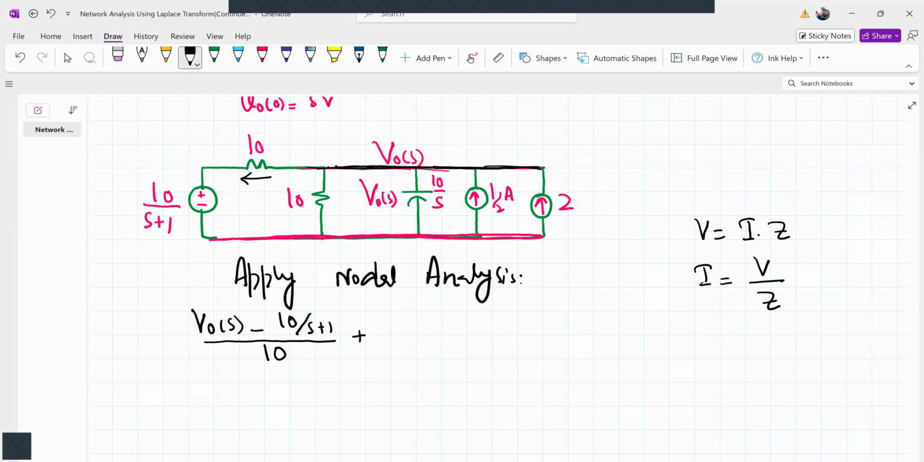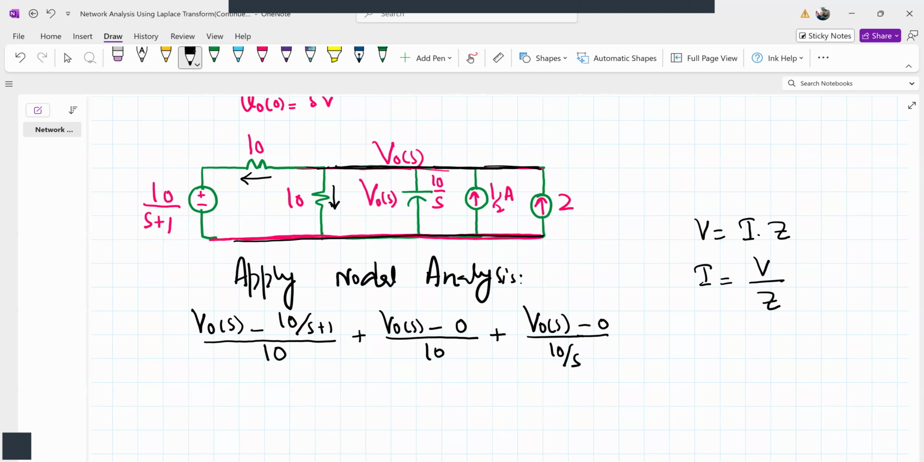Now in the second branch, we'll assume the current is leaving. So this is V naught of S minus 0 divided by 10. This 0 comes from the fact that this node is at ground. This is the reference node. Plus, then we have one more impedance, V naught of S minus 0 divided by 10 by S. Impedance of this branch is 10 by S.